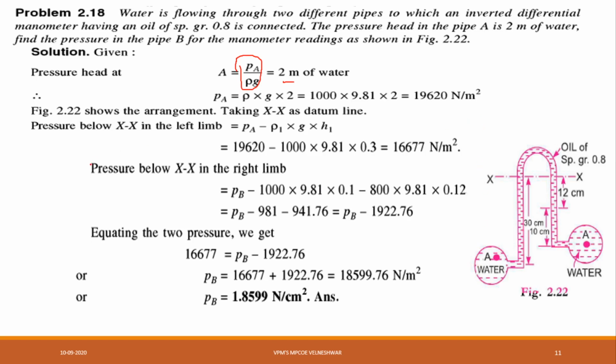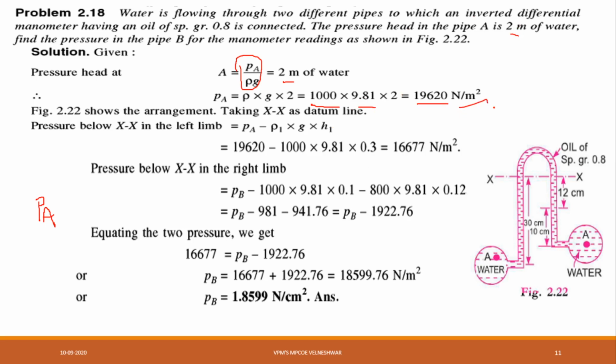So what is the formula for PA? Rho g h. That is, PA is equal to rho into g into h. What is rho? Rho is 1000, the density of water, and g is 9.81, and how much height has he given? 2 meter. So that is 19620 Newton per meter square.